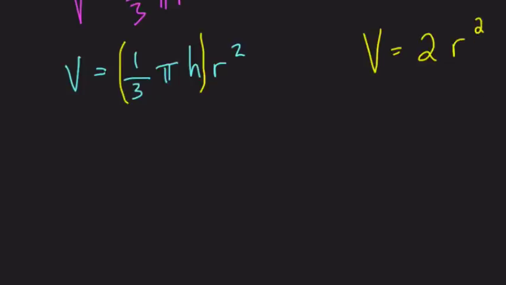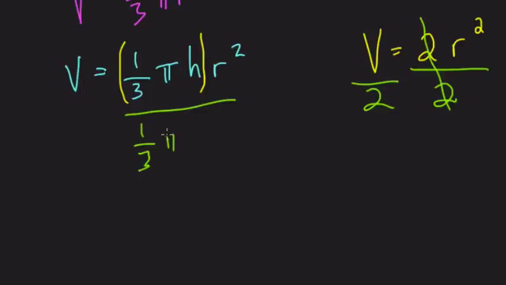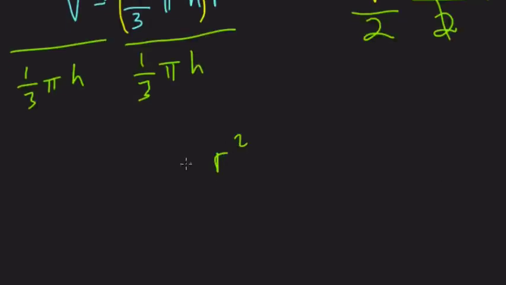Well, you would divide by 2. You would get rid of the number here and divide by 2 on both sides. Well, if this is one big number, we can divide by the whole thing at once. Even though it doesn't look as friendly, we can do that. So we divide both sides by 1/3 pi h. Now that gives us r squared equals v divided by 1/3 times pi times h.